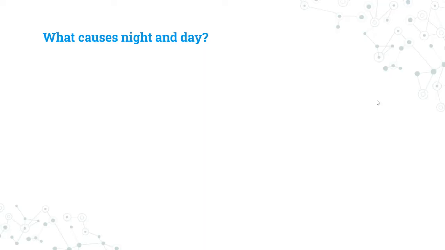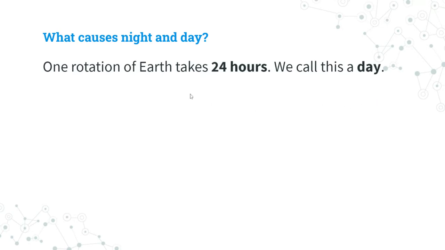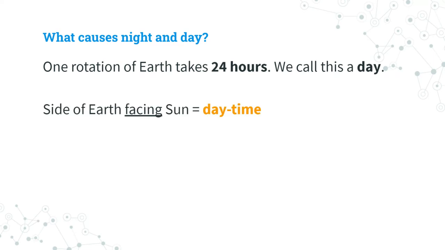Our next question is, what causes night and day? So rotation is the thing that causes night and day. One rotation of Earth takes 24 hours. So we're going to call this a day. Now, not all planets take 24 hours. In fact, none do. Some take longer or shorter, but on Earth, it's 24 hours.